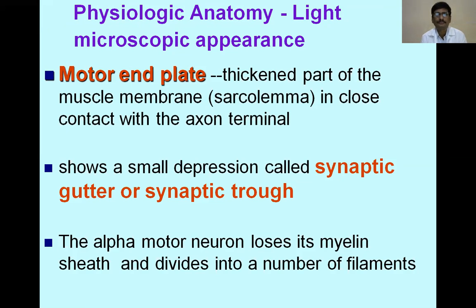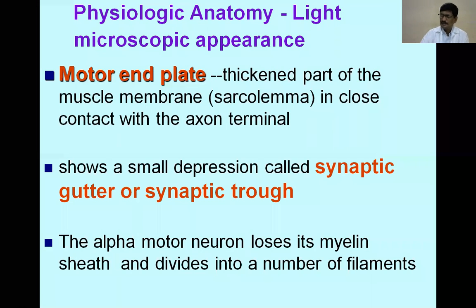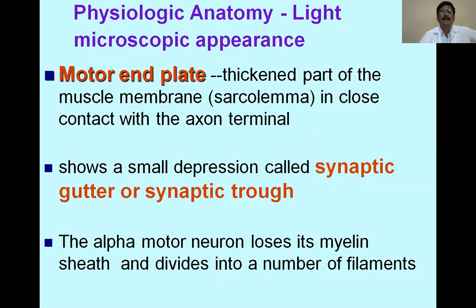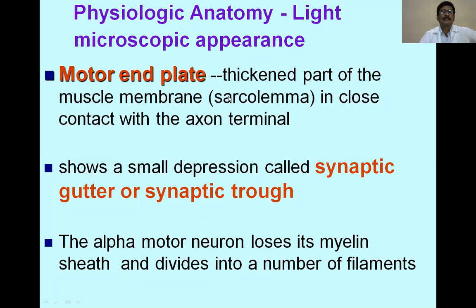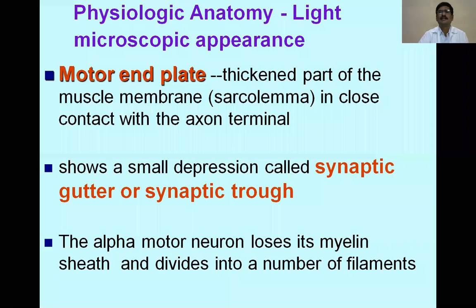Now, in the skeletal muscle, where it is forming a functional connection with the neuron, they undergo certain specialization. So now the muscle membrane, that is the plasma membrane, in this case called the sarcolemma, undergoes a little bit of invagination and gets thickened.